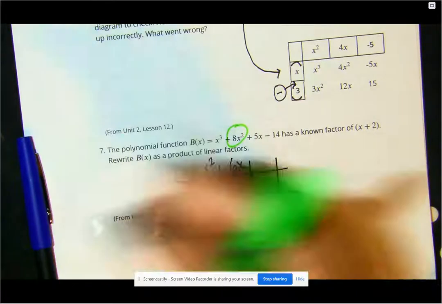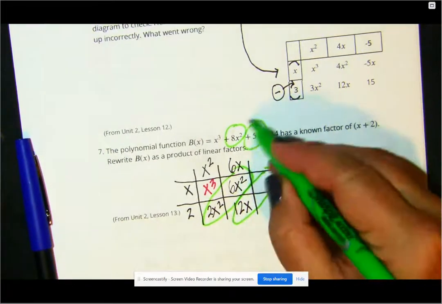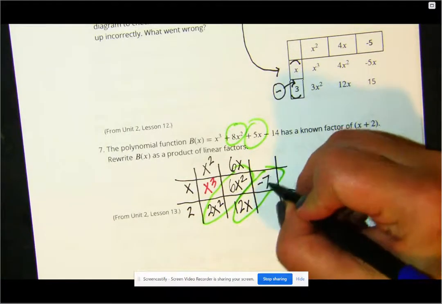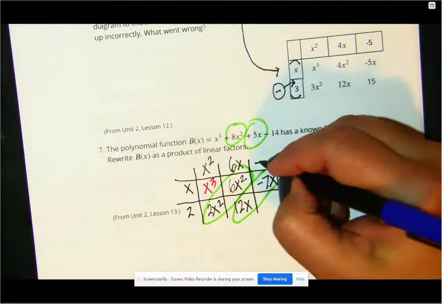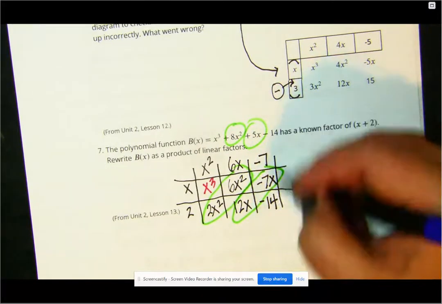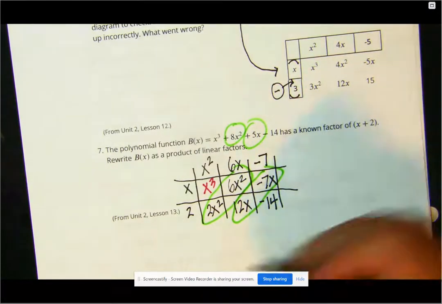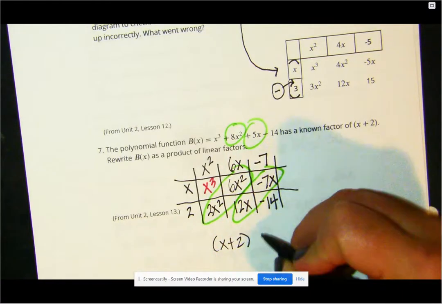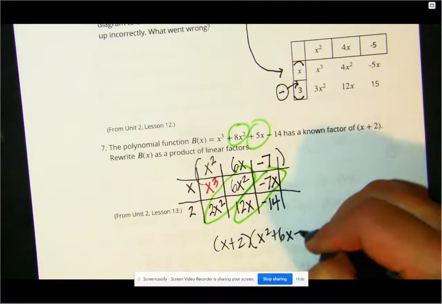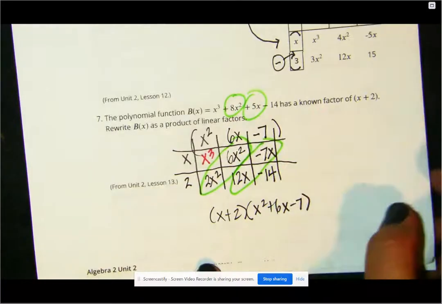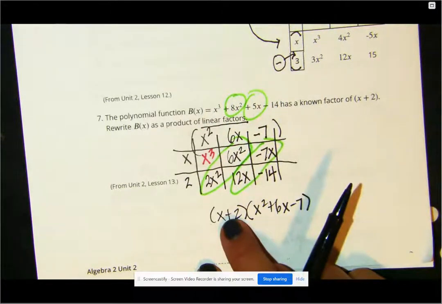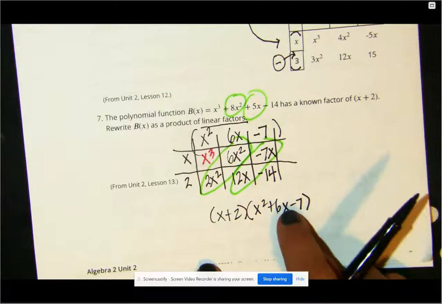Now I know that the x terms have to add up to 5. So I've got 12 here. That means I need negative 7. So that'd be negative 7 to make that. That'd be negative 14, which is what I'm supposed to get. So now I have x plus 2 times this, x squared plus 6x minus 7. Okay, I'm only partially done. It wants linear factors. That one's linear, this one is not. So this one can keep going.